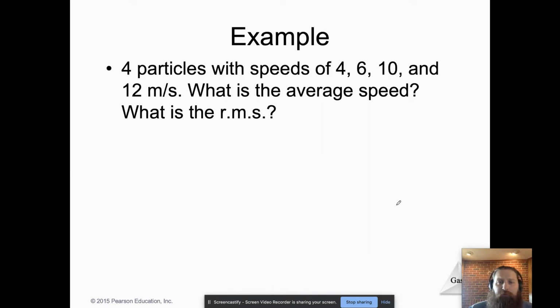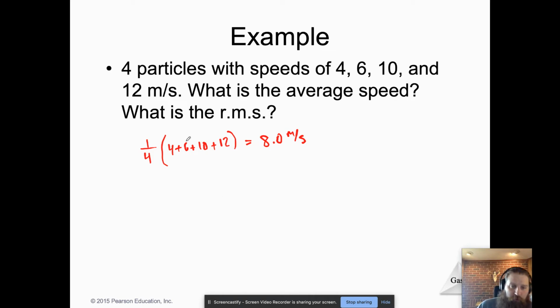So we have 4 particles with speeds of 4, 6, 10, and 12 meters per second. Let's just find the average speed first. So the average speed is easy. We have 4 of them, so we're going to divide the sum by 4. 4 plus 6 plus 10 plus 12. Well, 4 and 6 make 10, 10 and 10 make 20, 20 and 12 make 32, a fourth of 32. Our average speed would be 8.0 meters per second.